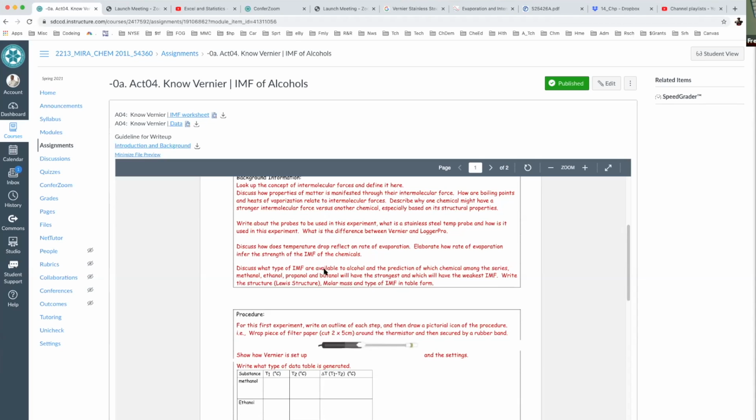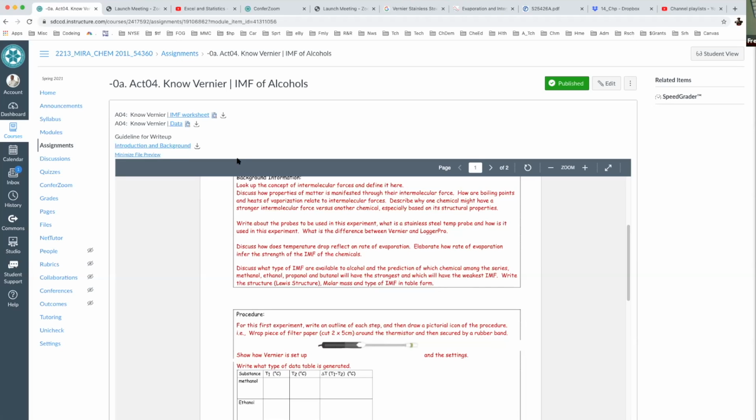Discuss what type of intermolecular force are available to alcohol. Now we are specific to the chemical, and predict which chemical among the series, methanol, ethanol, propanol, and butanol. Although we're just working with methanol and ethanol, propanol and butanol are extrapolated based on the data. So you should also mention that. We'll have which will have the strongest and which will have the weakest intermolecular force, and write the structure, Lewis structure, molar mass, and type of intermolecular force available for these chemicals.